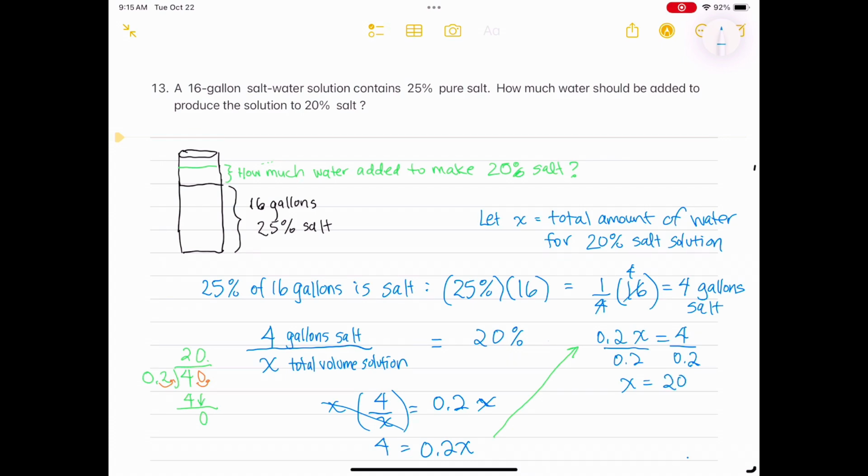X equals 20, which is the total amount of volume in gallons in the 20% salt water solution, which means I need to add 4 gallons of water to the original 16 gallons of 25% salt to end up with a 20% salt solution. Because 20 minus 16 equals 4 gallons. 4 gallons is the amount of water to be added, and I box my answer.